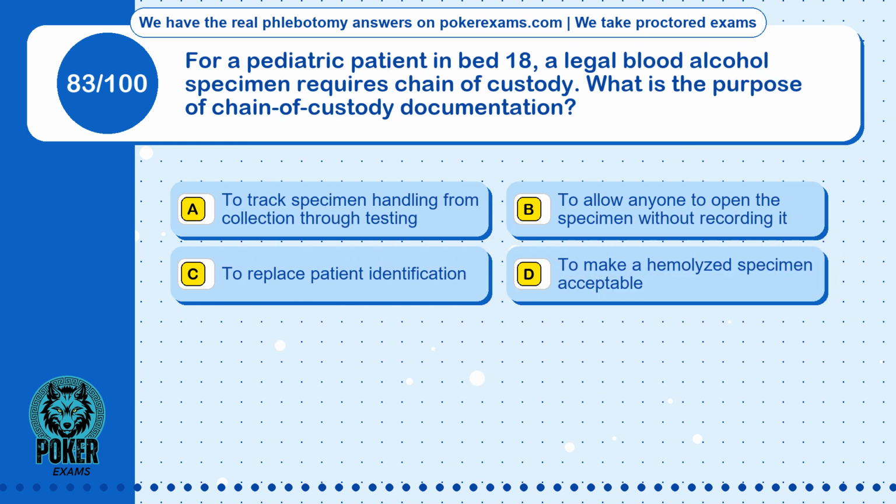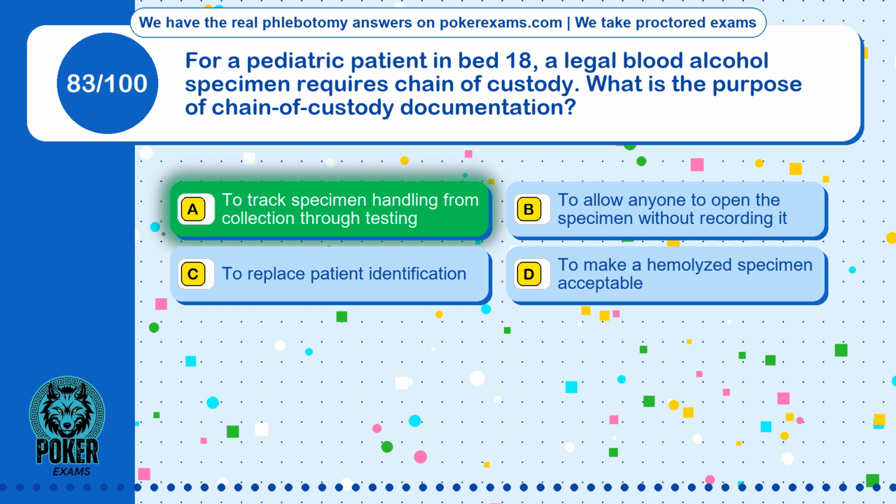Question 83. For a pediatric patient in bed 18, a legal blood alcohol specimen requires chain of custody. What is the purpose of chain of custody documentation? Option A. To track specimen handling from collection through testing. Option B. To allow anyone to open the specimen without recording it. Option C. To replace patient identification. Option D. To make a hemolyzed specimen acceptable.